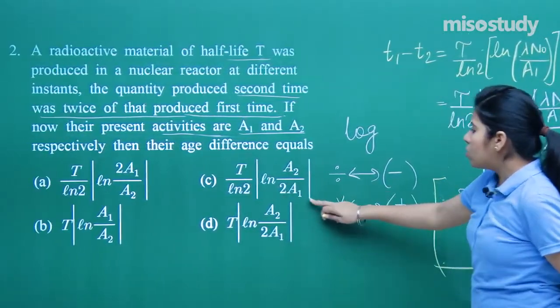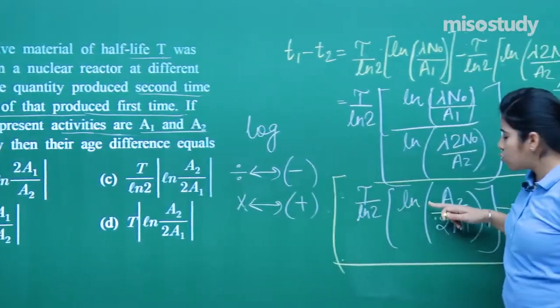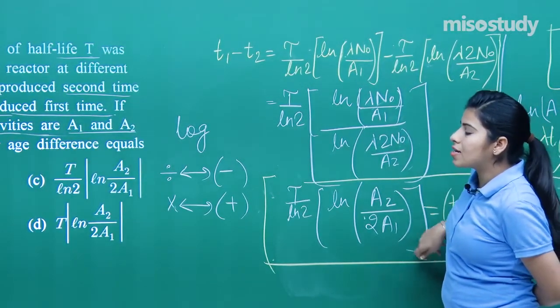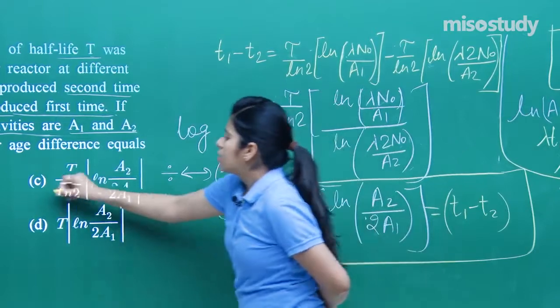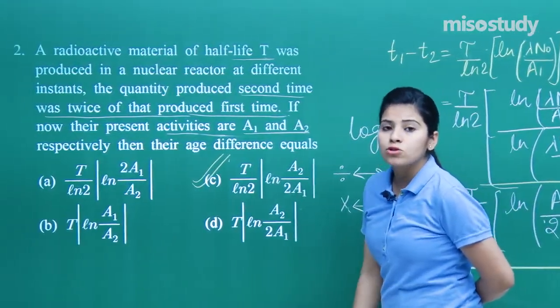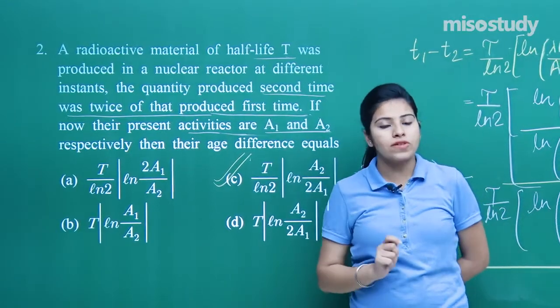T by log 2 log of A2 upon 2A1. So yeah, definitely we can say here this is the correct answer. The option number C, this will be the correct answer. So this was the way to start this question and to solve this question.